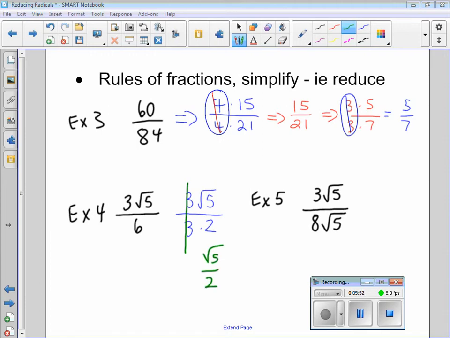All right, there we got it. Now we're not breaking any rules. We don't have any other radicals to combine together. So let's move on to the next.